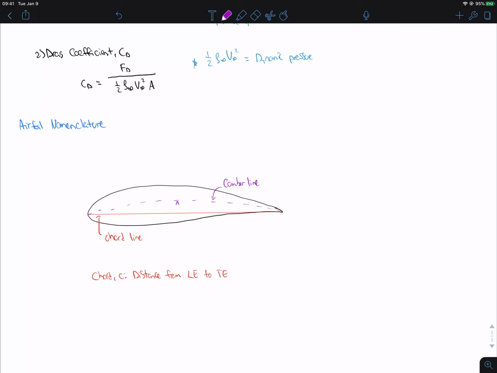And then what we have is this distance in between the camber line and the chord line, that's called the camber. Really I should draw this maybe right here. That's going to be the maximum distance that we have from the camber line to the chord line. Okay, so that's going to be at one kind of plane.